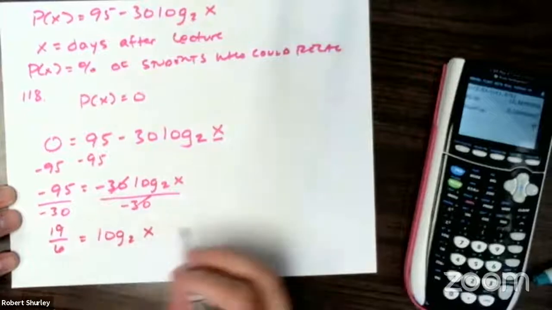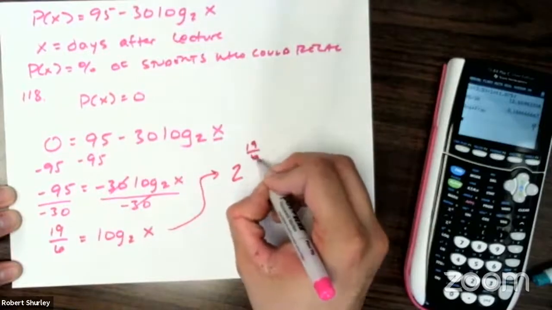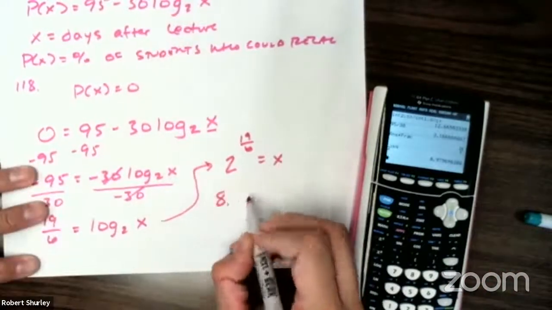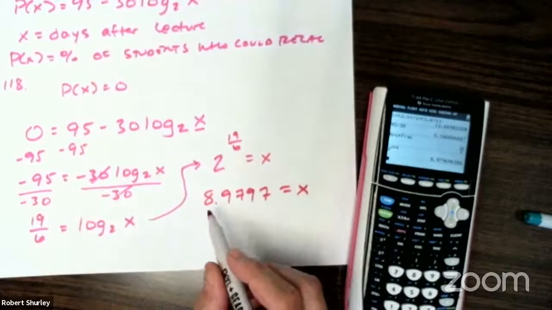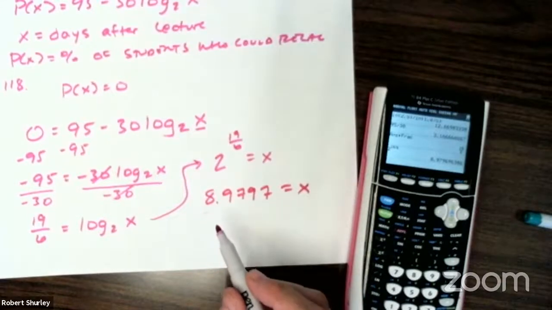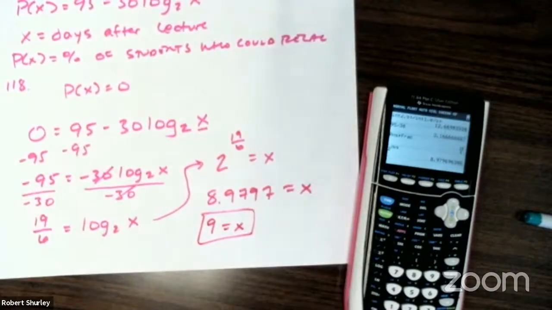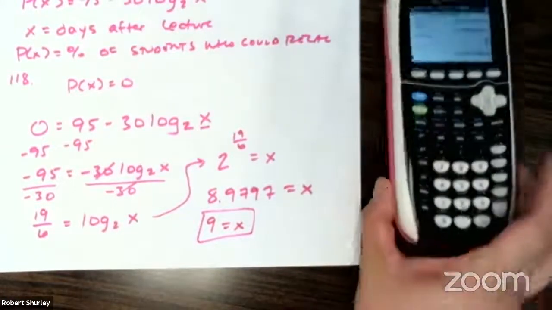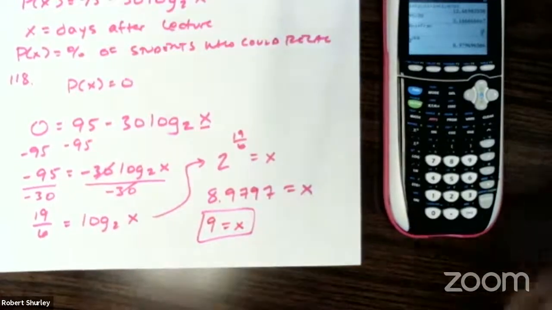Now I'm going to solve for x. Remember, at this point, all we have to do is write it as an exponent. 2 to the 19/6 equals x. That's going to be our answer. So 2 raised to the 19/6 is 8.9797 days. Oh, this is days, right? So by 9 days, I think it tells us to round to the whole number. So after 9 days, everyone in the class will forget everything I talk about in this lecture. I always think that's interesting. I don't know how true it is. I don't know what exactly they did to get all that, but it's an interesting real world example.